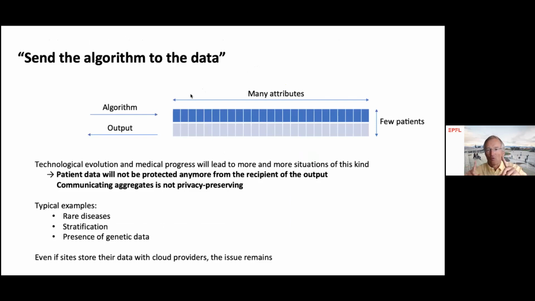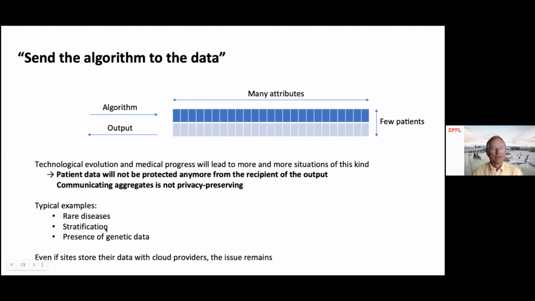In the extreme case, there's just one patient with many attributes. Then clearly, when the algorithm shows up, computation is made and the output is delivered, the output is going to leak information about the very few patients, right? And naturally, this problem is going to become more and more pressing, because of technological evolution and medical progress, there are more and more situations where the number of attributes is increasing, just because we have better tools, better equipment. Typical examples where this is going to become unsustainable are rare diseases, where there are only very, very few instantiations at each place.